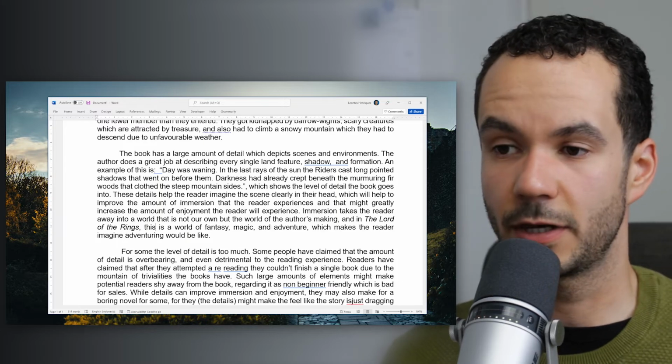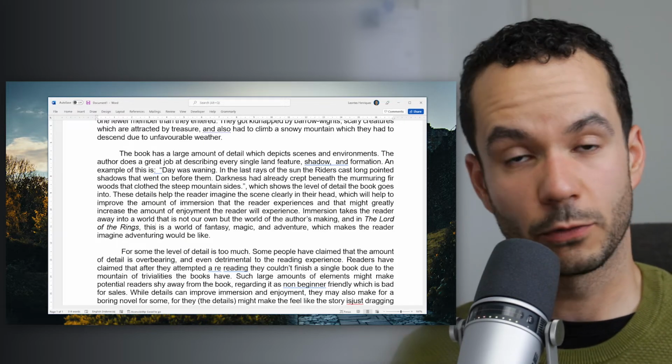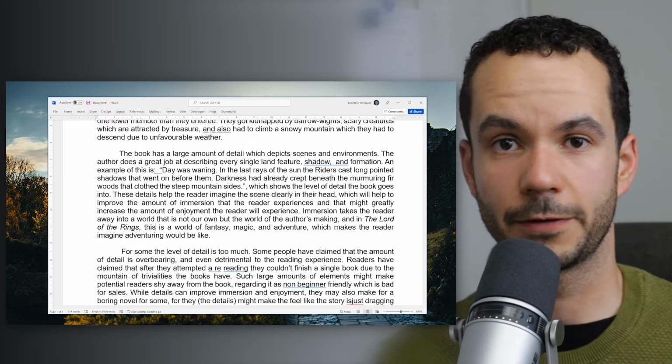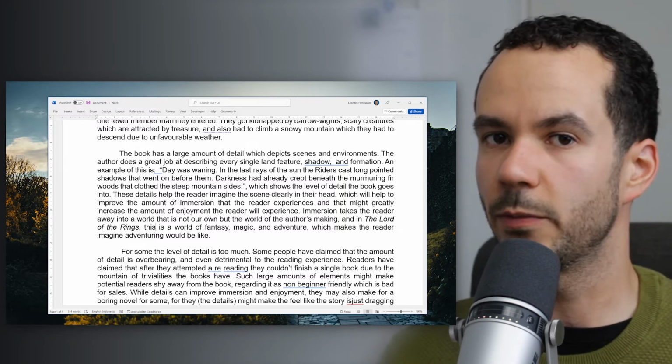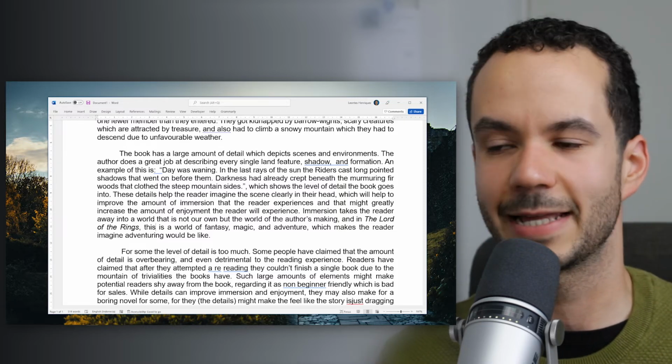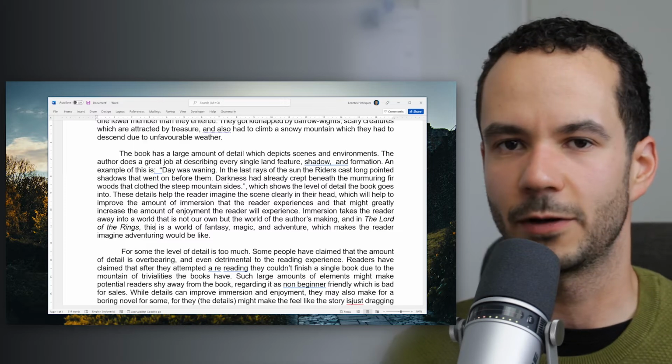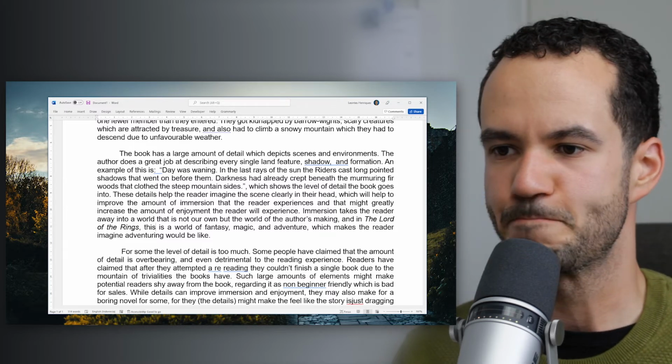We can add this here instead of it, because we talk about a world created by the author, and this will refer to that particular word. So we won't have what we call an unclear antecedent, because it's absolutely clear what this refers to here.